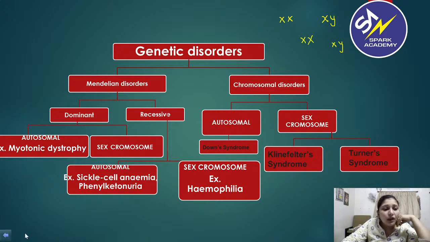There are some genetic disorders we need to discuss here. They are divided into two types: Mendelian disorder and chromosomal disorder. In a Mendelian disorder, only one gene is defective. It is known as a Mendelian disorder whether it is dominant or recessive. We can discuss different diseases here, such as sickle cell anemia and hemophilia. All of these are Mendelian disorders, which are the result of a single gene defect.